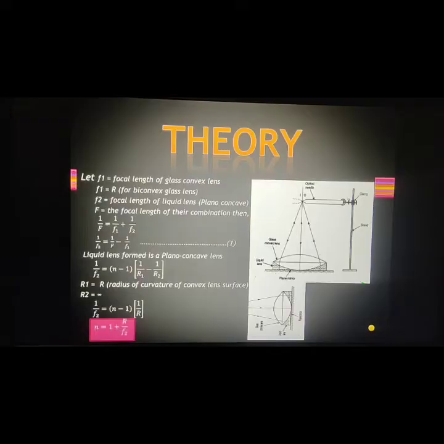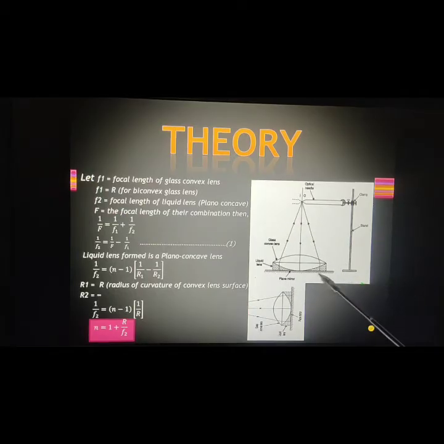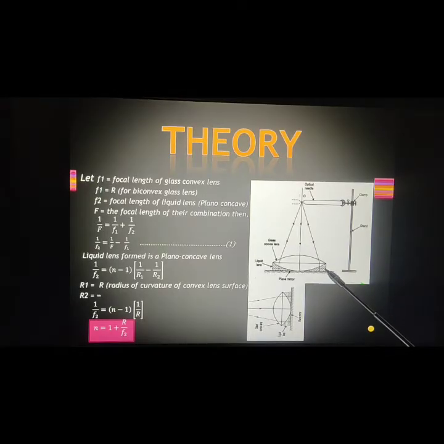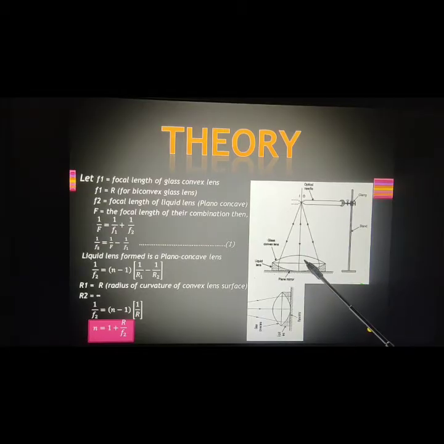The theory: this is the ray diagram which we will be using, and this is the convex lens and this is the plane mirror. This is the liquid in between, this is water. We need to find the refractive index of water. So we have two parts again in this experiment. In the first part we use only the lens and the plane mirror.